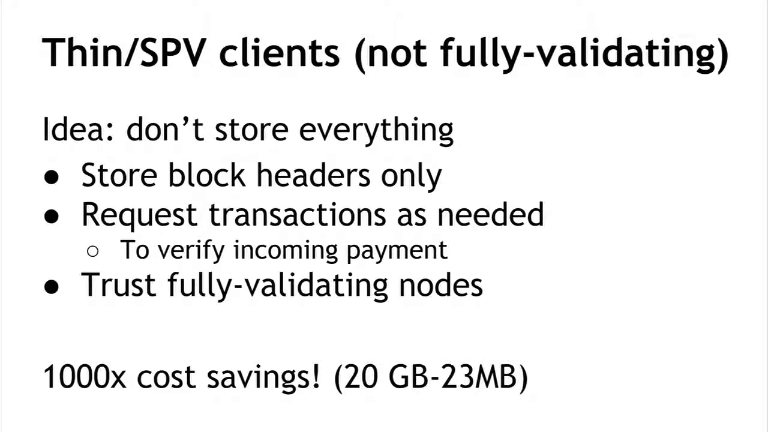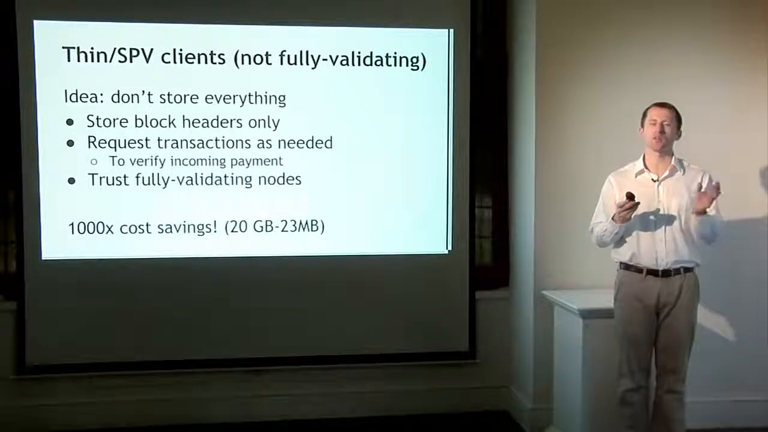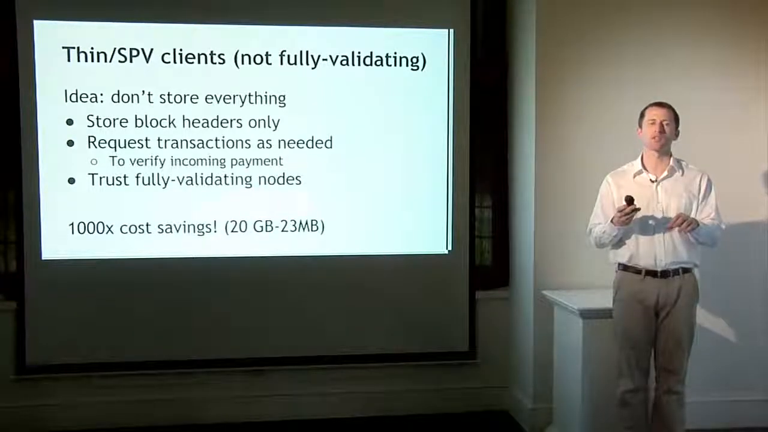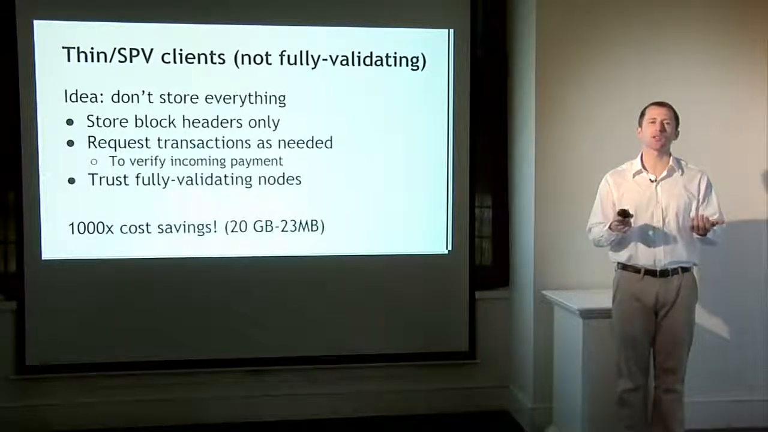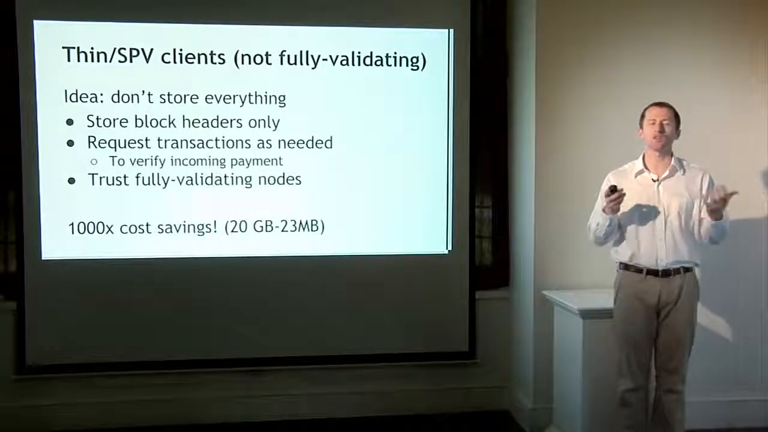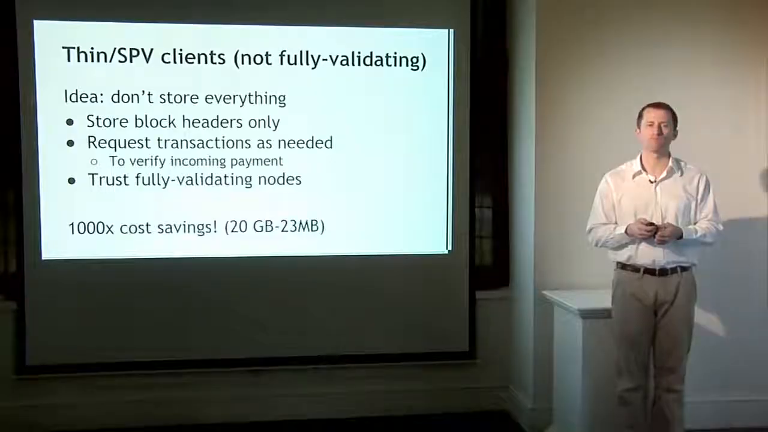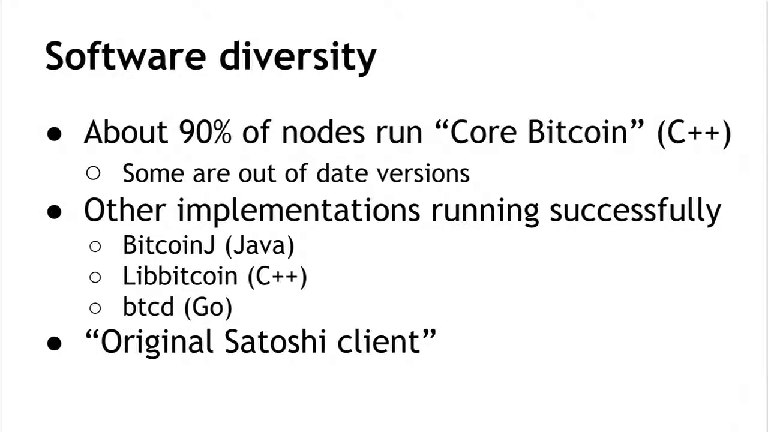And the cost savings of being an SPV node are huge. It's about 1,000 times smaller to just store block headers than to store all of the previous transactions. So instead of storing about 20 gigabytes of data, you're down to about 20 megabytes, which is something that almost anybody on a PC or even on a phone can store and act as a limited node in the Bitcoin network. So how many different implementations are out there?